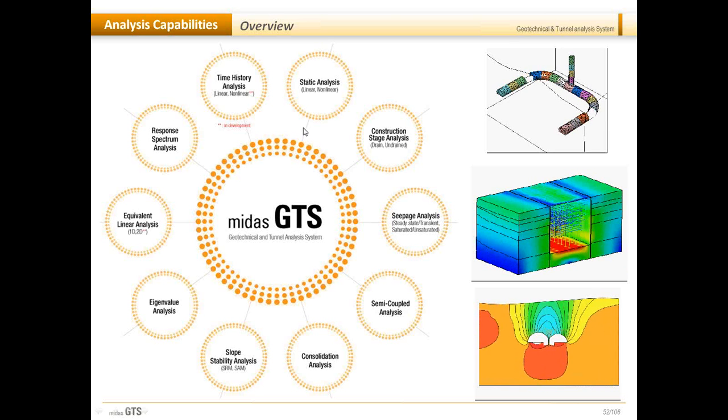Static analysis, linear and nonlinear, construction stage analysis, which can be drained or undrained, seepage analysis, time history, response spectrum for the seismic analysis, equivalent linear analysis for the soil structure interaction, eigenvalue, slope stability, consolidation, and semi-coupled analysis. You have a few animations on the right showing you the construction stage analysis of different types of models.